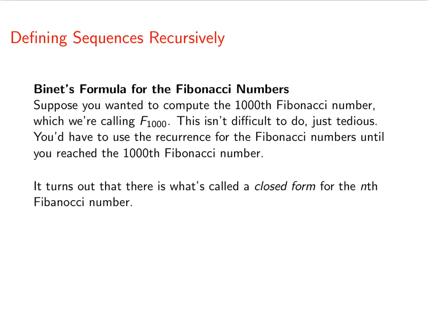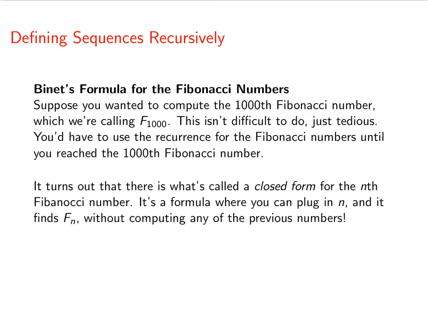Now it turns out, actually, there's a really nice formula. It's a closed form for the nth Fibonacci number. It's a formula where you can just plug in n and it'll just tell you what f sub n is, and you don't have to compute any of the previous numbers. If you're using the recursion, you need to know what is f sub 998, f sub 999, add them together to get f sub 1000. Now we can do it without computing those previous values.